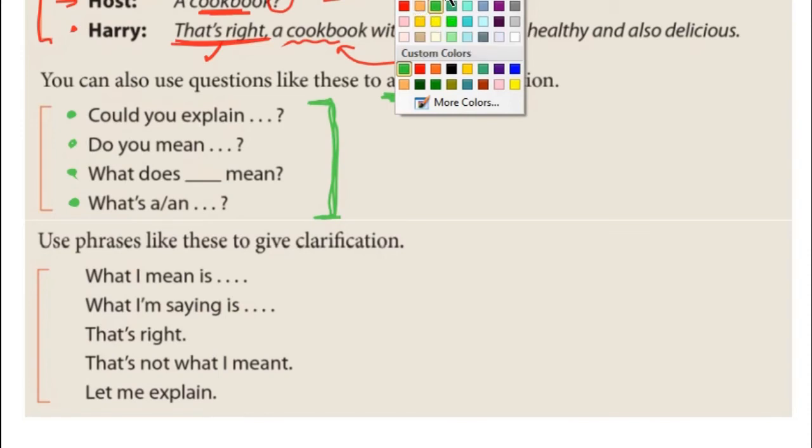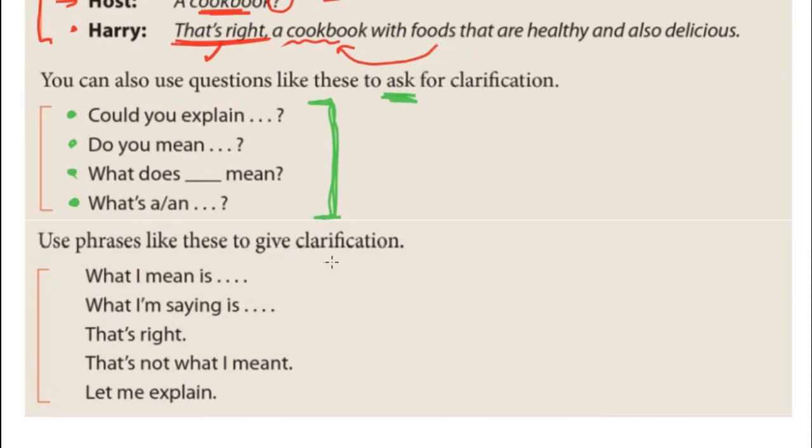If you're the person that is speaking and someone asks you for clarification, these are the ways that you can give clarification. You can make what you say clearer. You can emphasize what you're saying. So in the example above, he said, "A cookbook," and Harry said, "That's right, a cookbook." You're clarifying, you're making it clear, yes, it was a cookbook.